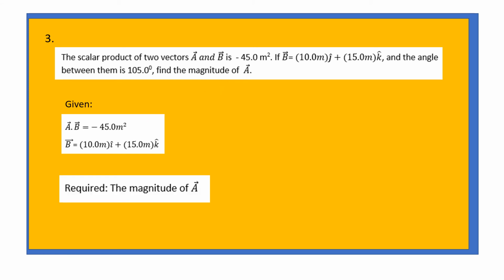So the formula is, we have to find A, the magnitude. We'll go back to this formula, and A is equal to A dot B over B cosine theta. A dot B is given at negative 45. The angle is given, but B is not given.